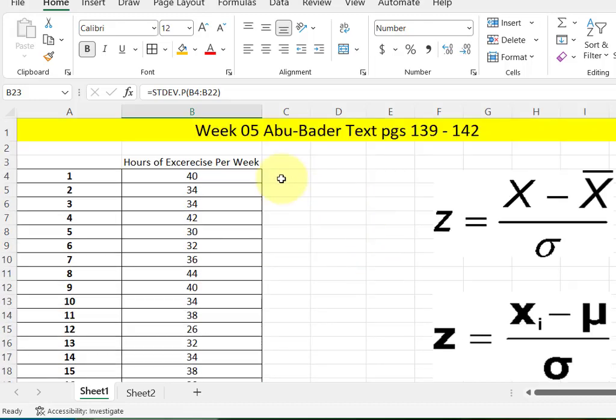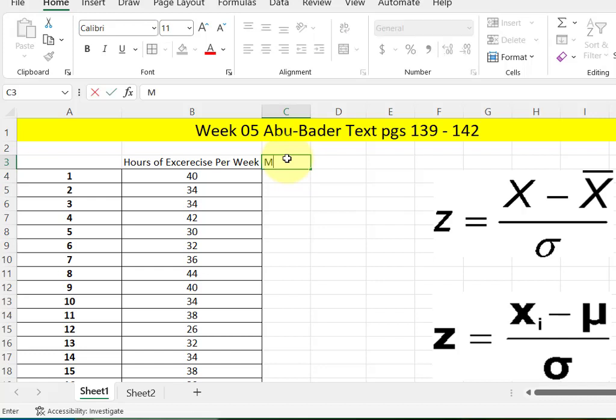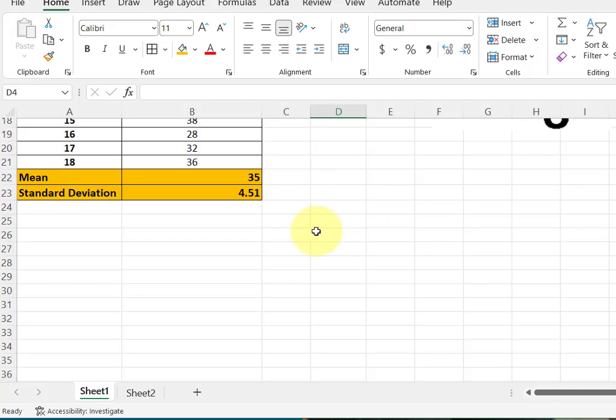So now I'm going to type in, this is going to be my mean column. This is going to be my standard deviation column. And this last one will be the actual z-score column. Z-score. And the z is a little z. Don't ask me why. So the mean is 35, I know that. Standard deviation was 4.51.